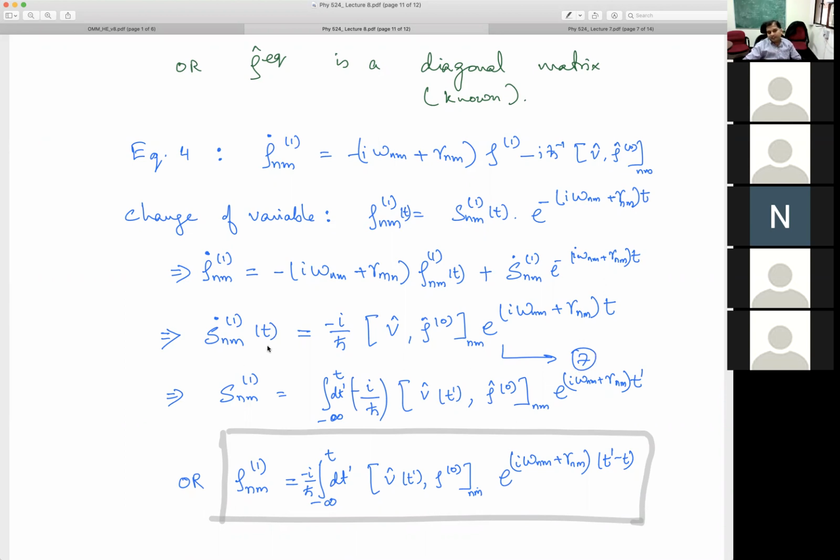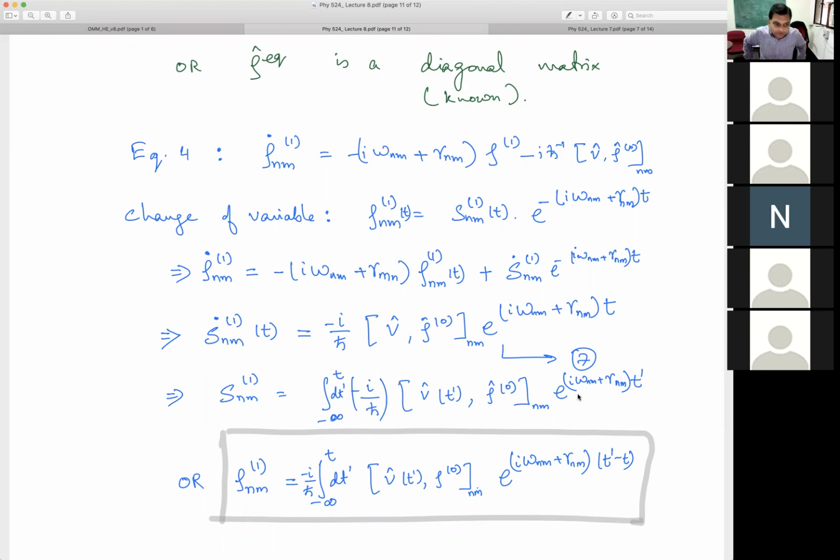So snm1 dot is minus i by h V rho nm times this factor which I had used to define this snm, e to the power i omega nm plus gamma nm times t. Okay. So once you have this equation, then you are in business. I know Vt, I know rho 0, and this factor is well defined, so I can just integrate this equation over time: minus infinity to t, dt prime, integral of Vt prime times e to the power i omega nm plus gamma nm times t prime, and that's the solution.